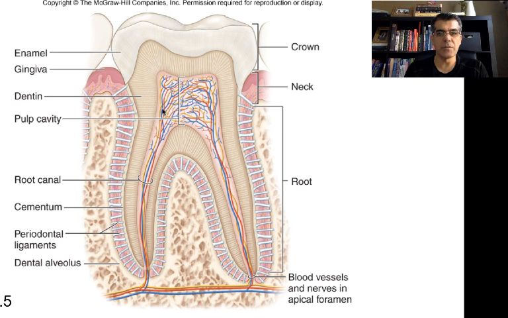The center of the root is called pulp cavity and is filled by a form of connective tissue called pulp. Blood vessels and nerves are going to get inside the root canal and reach the pulp cavity through the opening called apical foramen.